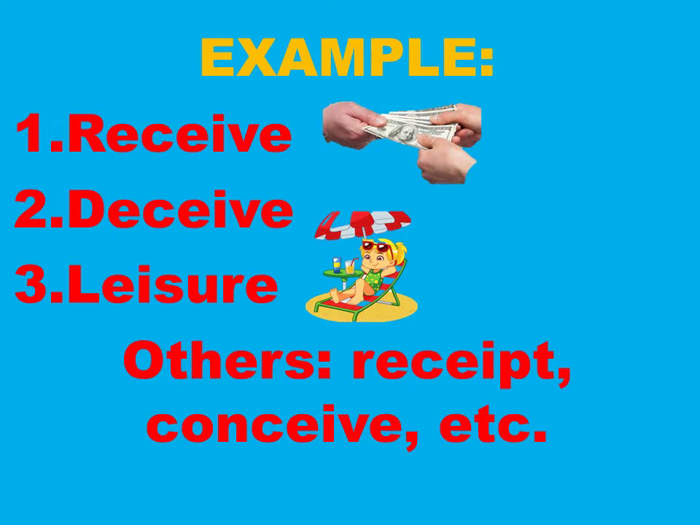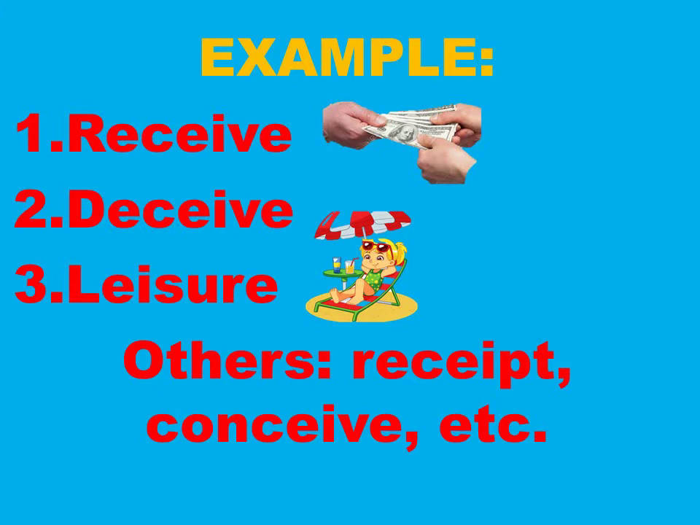So you can see it in the example receive, in the example deceive, or in another word, a different word although, leisure. People say leisure. It's not leisure, it's leisure. Then others are in the word conceive or in the word receipt. You find out that receipt as a word has P in it, but that P is actually silent.